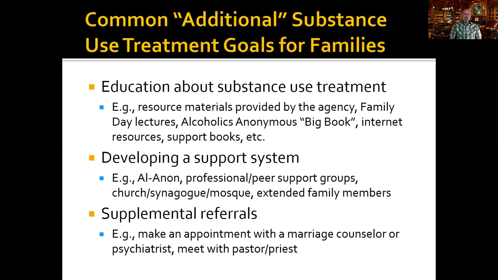And there's lots of ways to do that. Al-Anon, which I mentioned earlier, other types of professional or peer support groups, talking to extended family members who have also gone through either substance use treatment or the process of recovery. There's lots of ways to develop a support system. And many times there may be supplemental referrals that need to be made. We talk about this in the assessment lecture, but typically when you're assessing a family system, you may uncover other issues that are important in this family system outside of treating the substance use disorder that you will want to make a referral so that you can help the family system with.